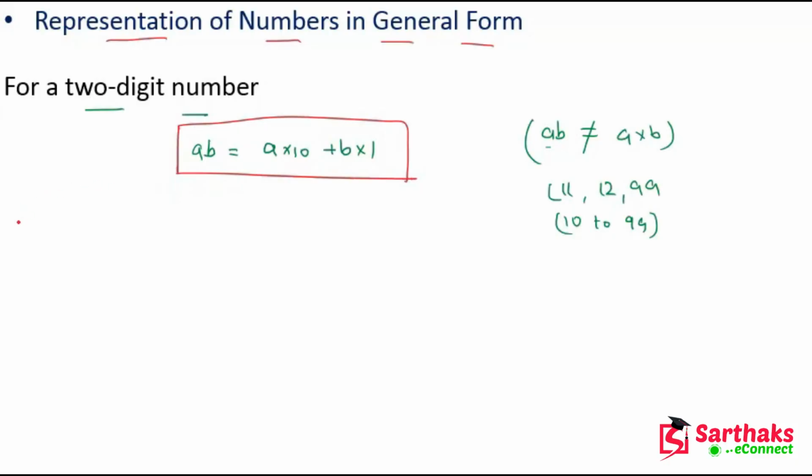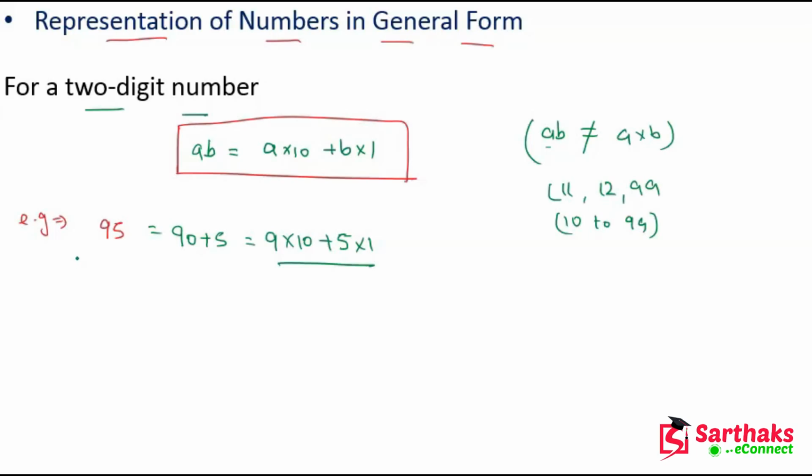If you see the example, let's suppose we are taking 95. Here you can observe this. We can split this like 90 plus 5, and we can write 90 as 9 into 10, plus 5 into 1. So if you observe this, A is 9 and B is 5. So this is the general representation of a two-digit number.